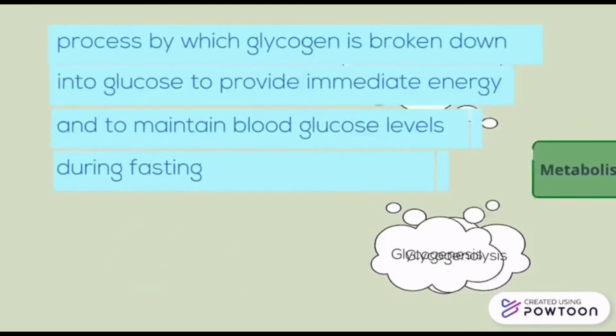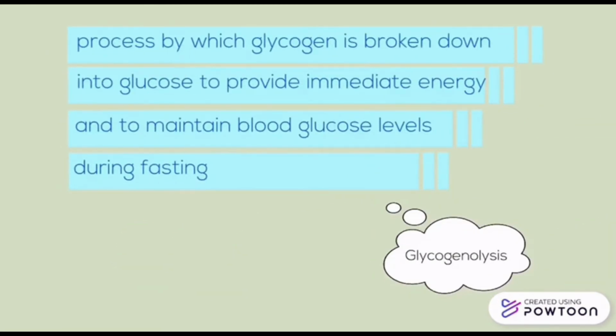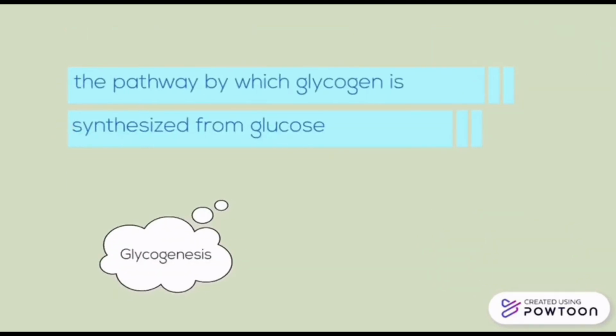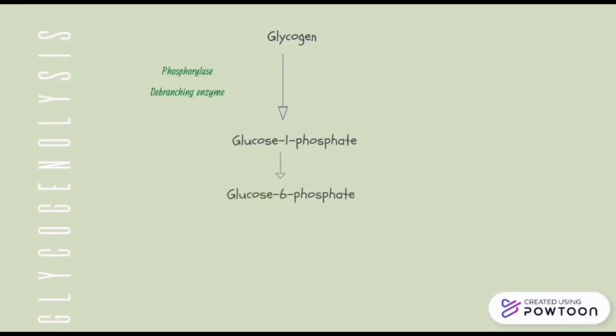For glycogenolysis, it is a process by which glycogen is broken down into glucose to provide immediate energy and to maintain blood glucose levels during fasting. While glycogenesis is a pathway by which glycogen is synthesized from glucose. Glycogenolysis starts from glycogen converted by phosphorylase and debranching enzymes into glucose 1-phosphate, and to glucose 6-phosphate by phosphoglucomutase, lastly converted by glucose 6-phosphatase into glucose.